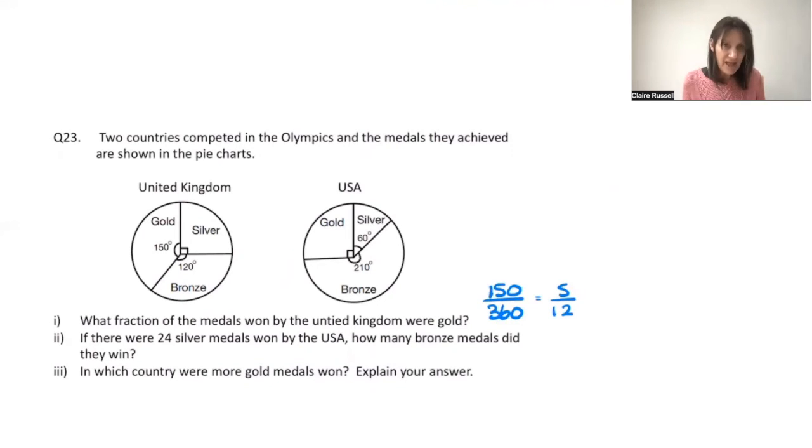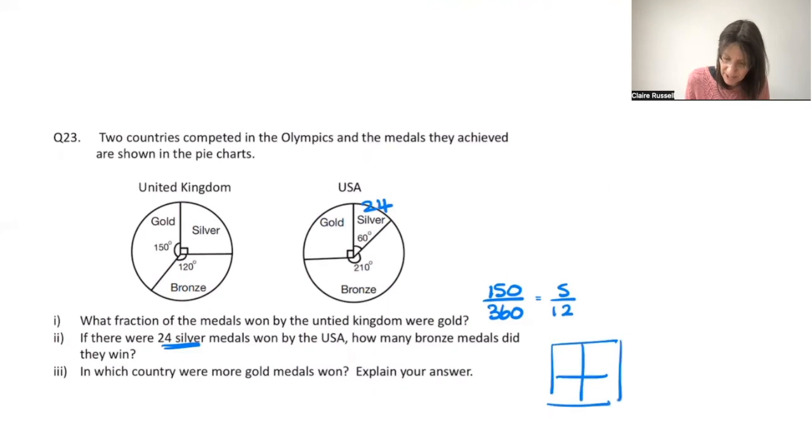It then says, if there were 24 silver medals won by the USA, how many bronze medals did they win? So the first thing I'm going to do is I'm going to take that 24 and pop it here. So I can see the pairing. I can see the connection. 60 degrees is worth 24 people. So I can stick that into my boxes and labels. Okay. So I've got 24 people taking up 60 degrees of my pie chart.